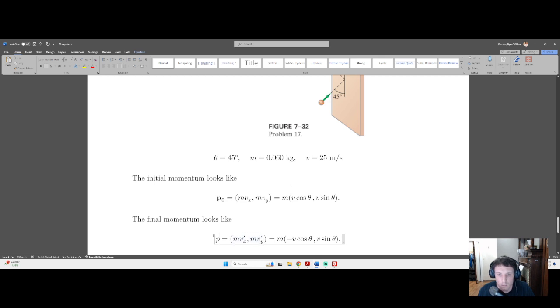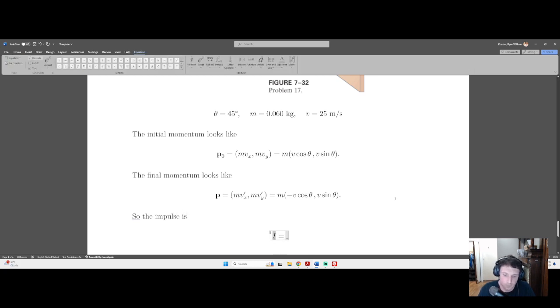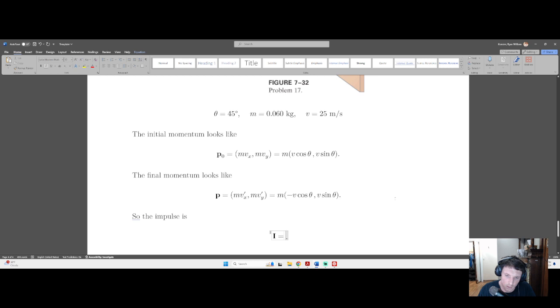And this is my momentum vector, right? My final momentum vector. So the impulse is, and we'll just call this I. This is just delta p. Not that delta, right? And this is just going to be P final minus P initial.